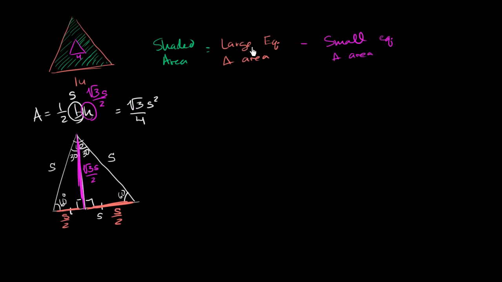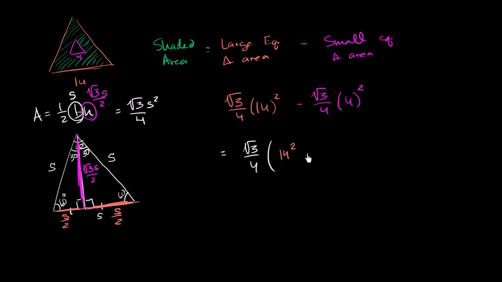And now we can apply this to figure out the areas of each of these triangles. The area of the larger triangle is going to be square root of 3 over 4 times 14 squared. And the area of the smaller triangle is going to be square root of 3 over 4 times 4 squared. And let's see, we could factor out a square root of 3 over 4. So this is going to be equal to square root of 3 over 4 times 14 squared minus 4 squared, which of course we know to be 16.